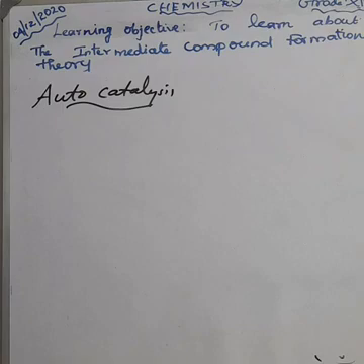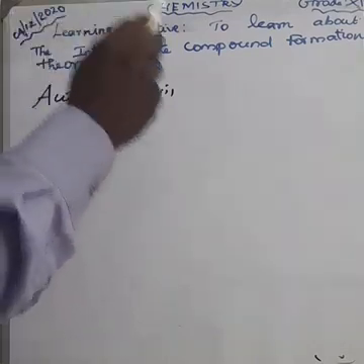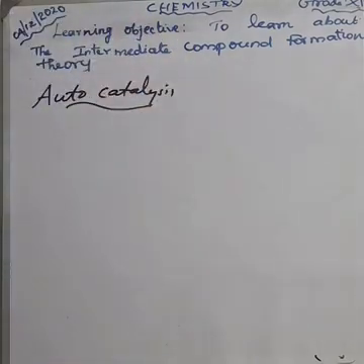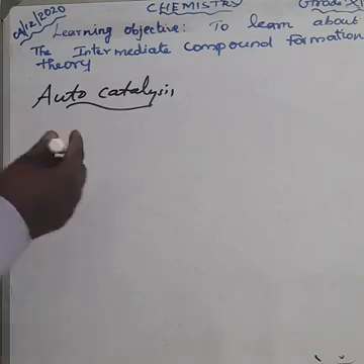In certain reactions, one of the products formed acts as a catalyst to the reaction. Such a reaction we call autocatalysis. Sometimes initially the rate of the reaction will be slow, but with the increase in time, the rate of the reaction increases. For example, it can be taken as ethyl acetate.